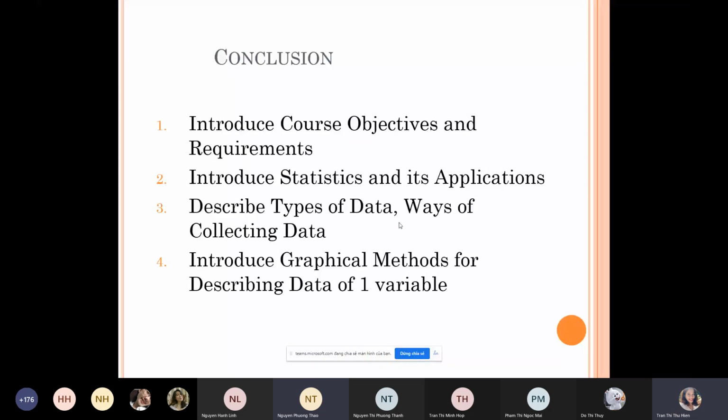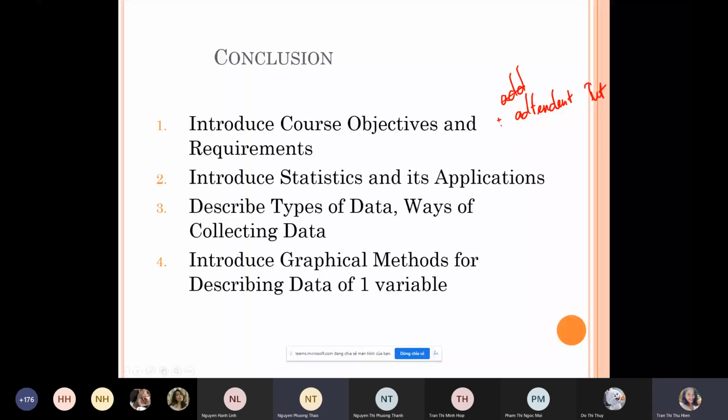Okay, this is the last slide for the course, and we have to give you the conclusion for the first lecture. In this lecture, I introduced the course objectives and requirements. We have attendance for the tutorial class.